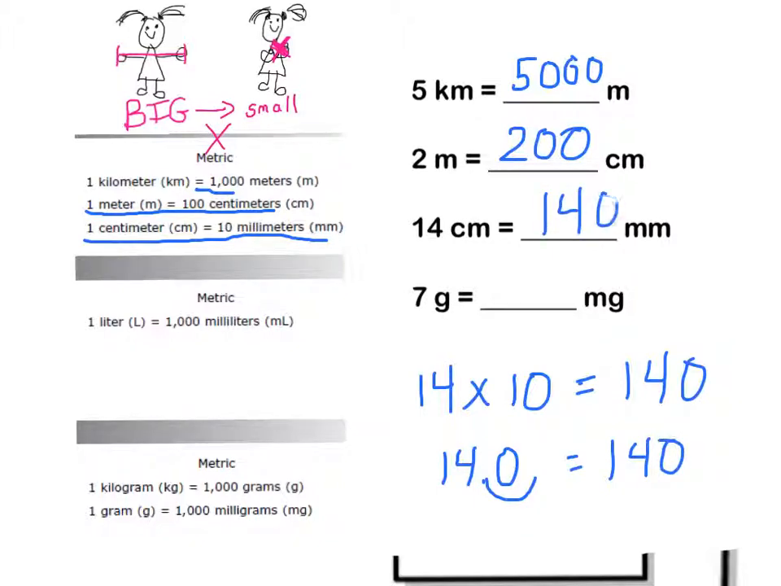Now you may be thinking, well, how do I know which direction to move that decimal point? Well, just remember when you are multiplying something, your product is going to become bigger, so you want to make sure you move your decimal point in the direction that will make your number bigger.